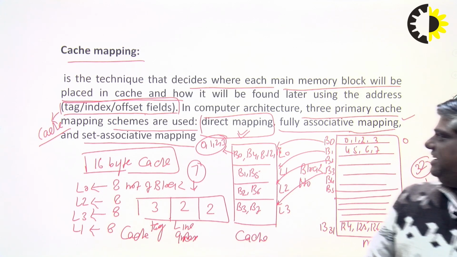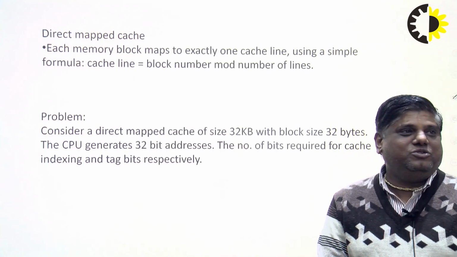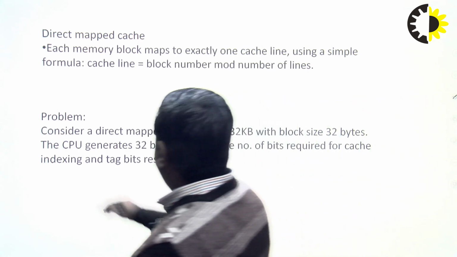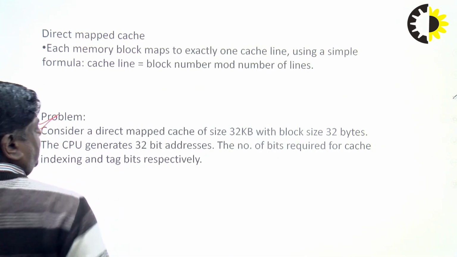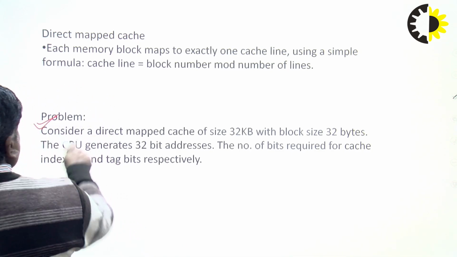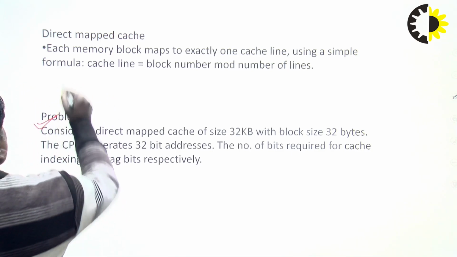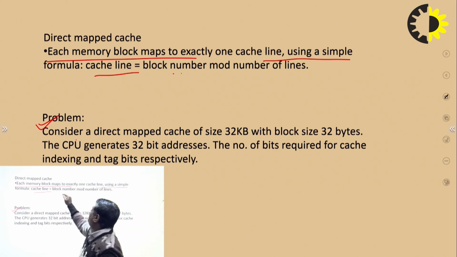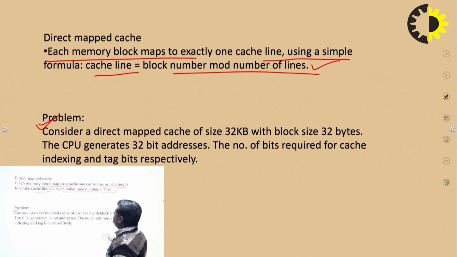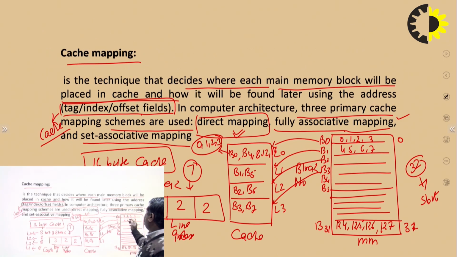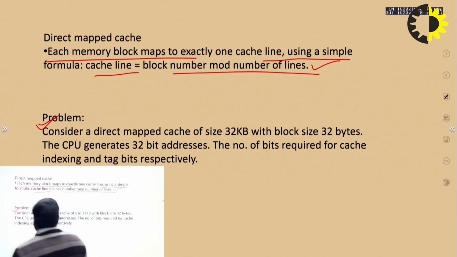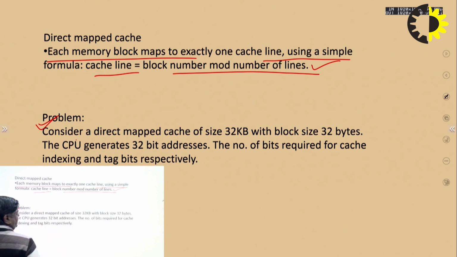We take another example which was asked in a university examination. This problem is also very important and was asked in a university examination. Now in a cache, the cache line is given by this simple formula: cache line equals block number modulo number of lines. This is the method I already discussed here. Now we take a very simple example, a question asked in the university examination.